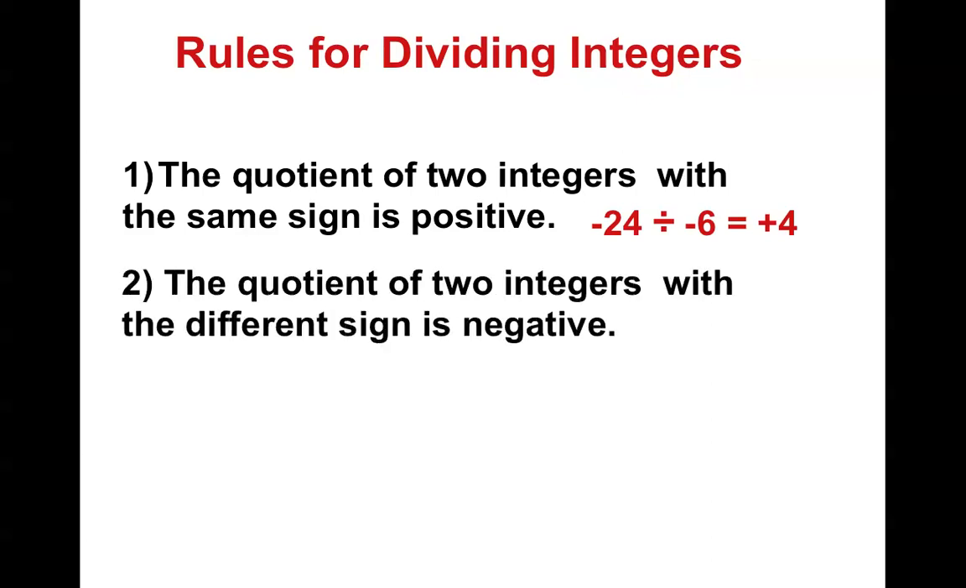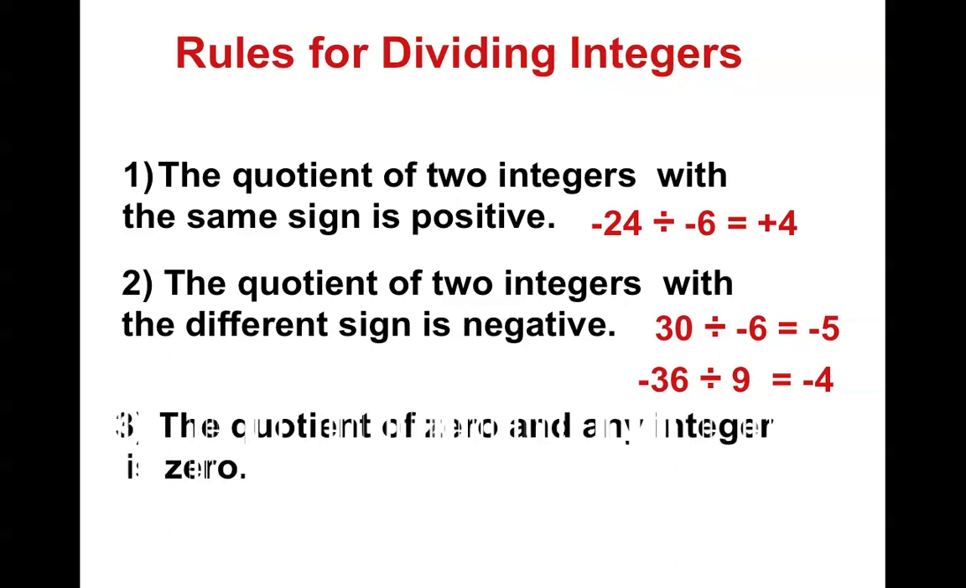The quotient of two integers with different signs is always going to be negative. And that means that 30 divided by negative 6 would equal negative 5. It would also mean that if I had negative 36 divided by 9, the answer would also be negative 4, because again, these signs are different.